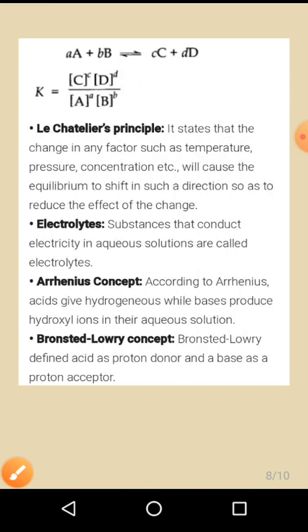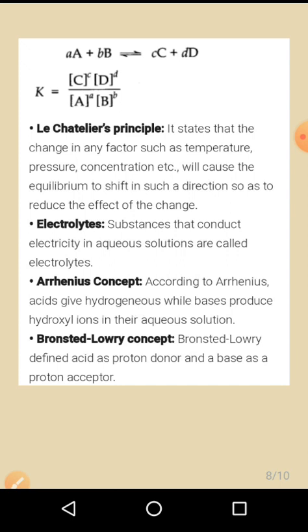Applying the law of mass action, the equilibrium constant can be expressed as concentration of C to the power c, concentration of D to the power d divided by concentration of A to the power a, concentration of B to the power b. Next is Le Chatelier principle. It states that change in any factors such as temperature, pressure, concentration, etc. will cause the equilibrium to shift in such a direction so as to reduce the effect of the change.